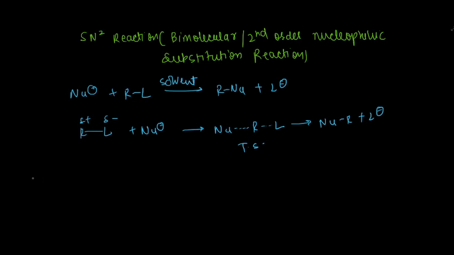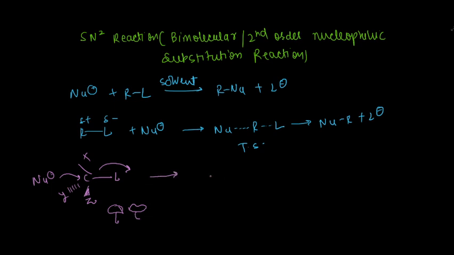Now that Nu negative, what happens? It attacks on the back side of this compound with X, Y, and this is Z. When it attacks on the back side of this compound, the leaving group leaves from the further side. It is similar to the concept of an umbrella. When there is a wind flowing, an umbrella inverts. The umbrella inverts, right? Similarly, this compound inverts.